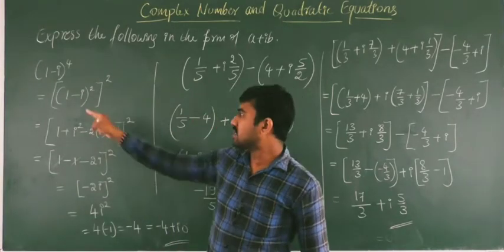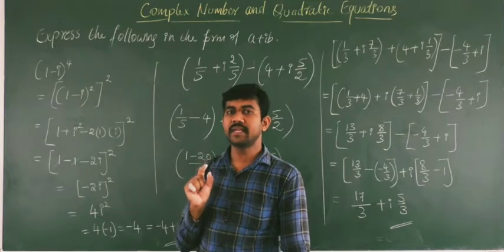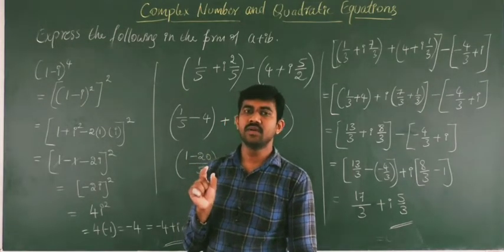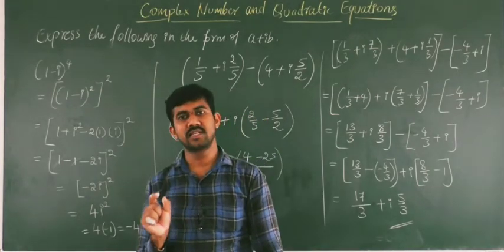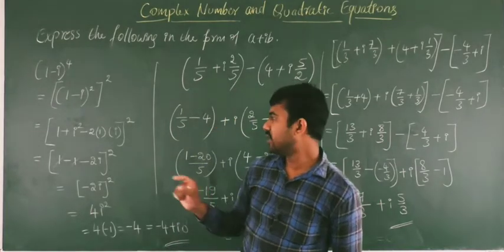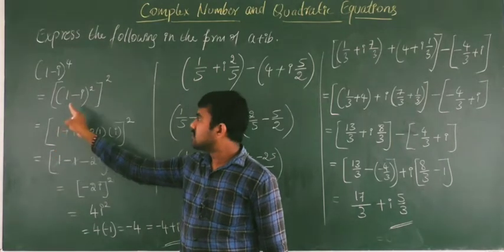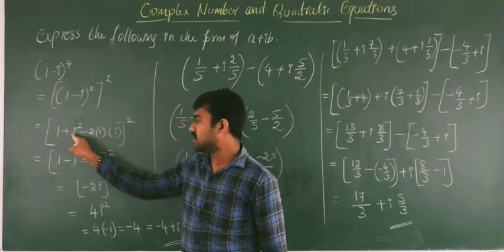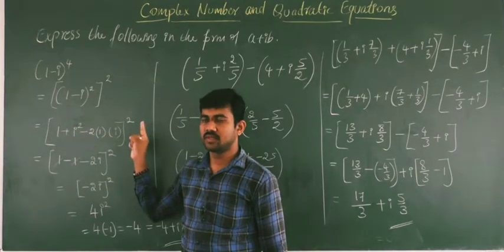But (1 - i) whole square, by substituting the form (a - b) whole square, or (z1 - z2) whole square. We know (z1 - z2) whole square is nothing but z1 square plus z2 square minus 2 z1 into z2. In the same way, here z1 is nothing but 1, z2 is nothing but i, so z1 square plus z2 square minus 2 z1 into z2.